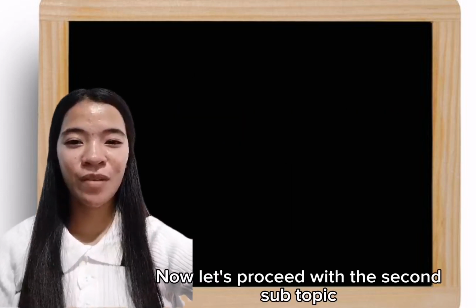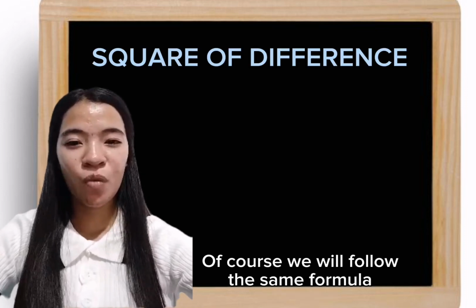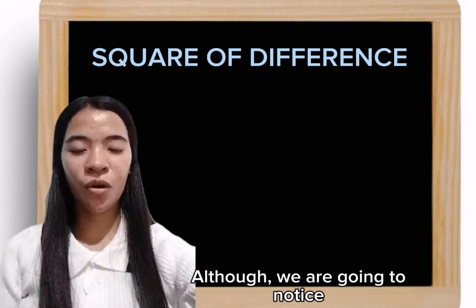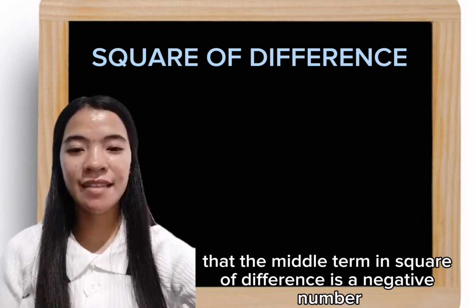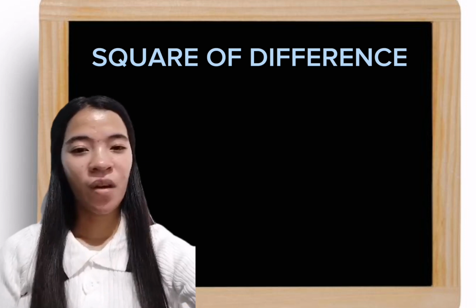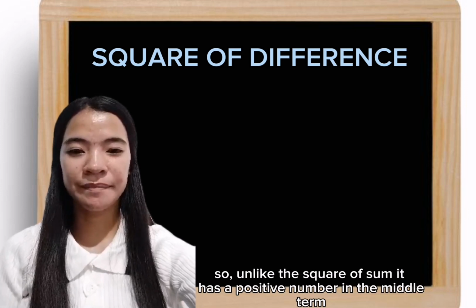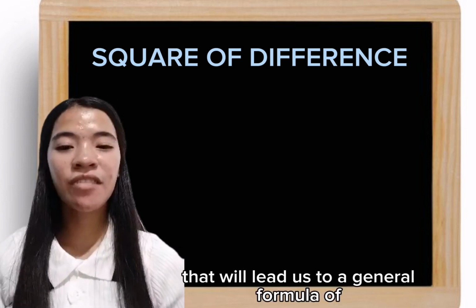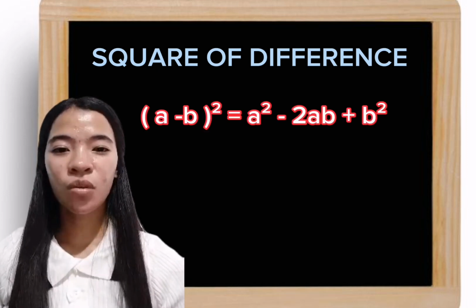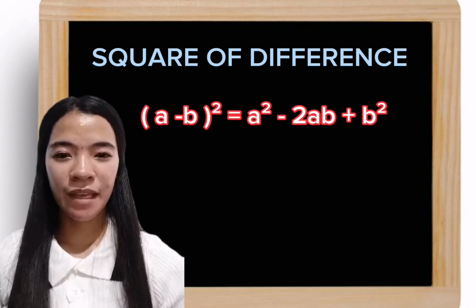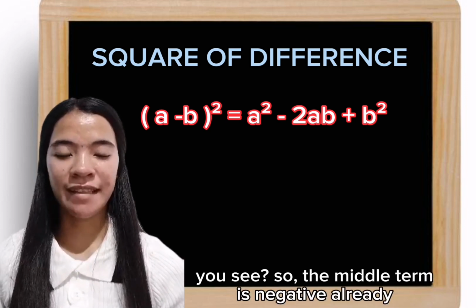Now, let's proceed with the second subtopic, and that is the square of difference. Of course, we will follow the same formula. Although, we are going to notice that the middle term in the square of difference is a negative number. So, unlike the square of sum, which has a positive number in the middle term, this will lead us to a general formula of the quantity of a minus b squared is equal to a squared minus 2ab plus b squared. You see? So, the middle term is negative already.